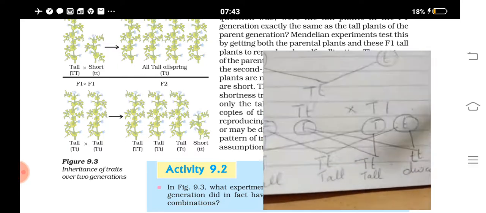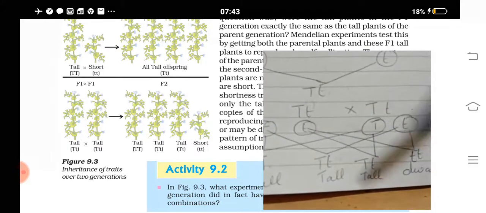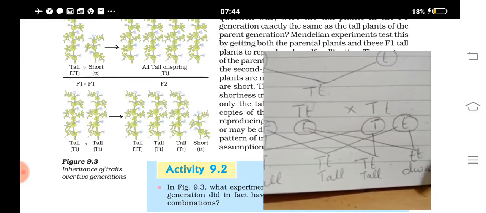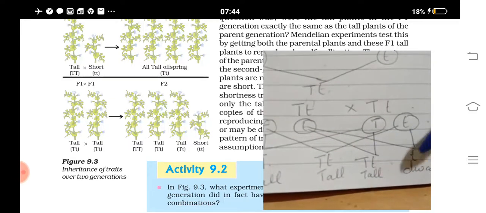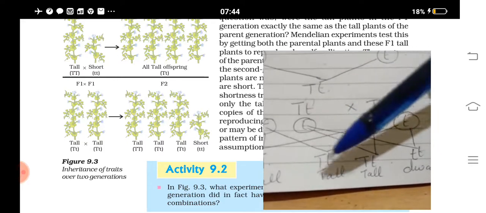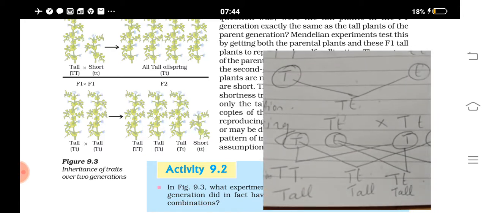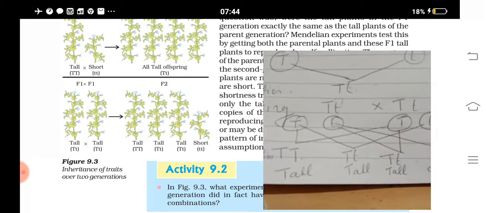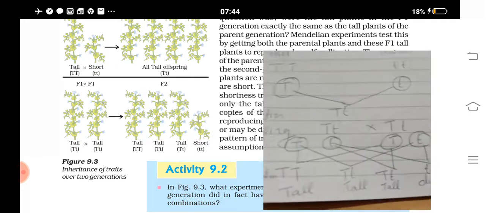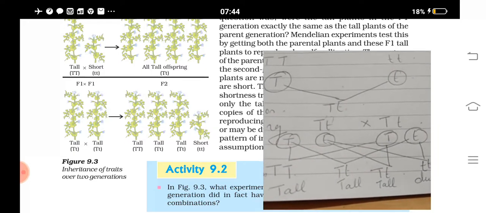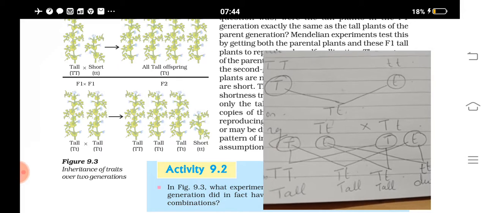So how is the F2 generation produced? By crossing F1 plants, isn't it? When F1 plants are crossed, all the plants in the F1 generation were tall, and in the F2 generation, tall and dwarf plants are produced in the ratio 3:1. That is, if 100 plants are produced, 75 plants will be tall and 25 will be dwarf. Is it clear? So this is the monohybrid cross.